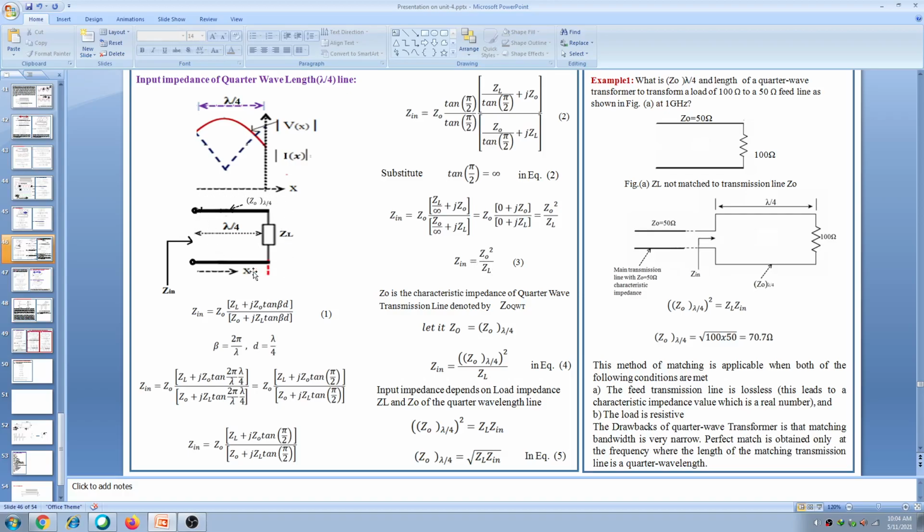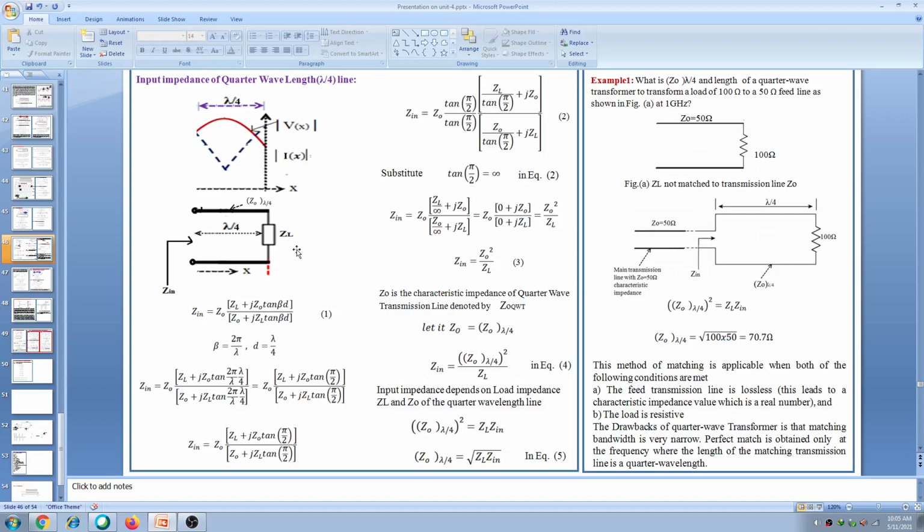Whatever the circuit is, some block, the input impedance is Z0 square divided by ZL. So input impedance is not equal to ZL, it is given by this equation. That's why it is called a transformer. This quarter wave line transformed this ZL to this value. That's why it is called a quarter wave transformer, QWT. The quarter wavelength line behaves like a transformer of the impedance ZL.